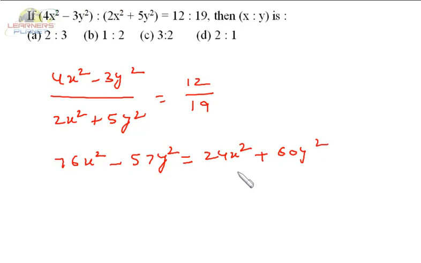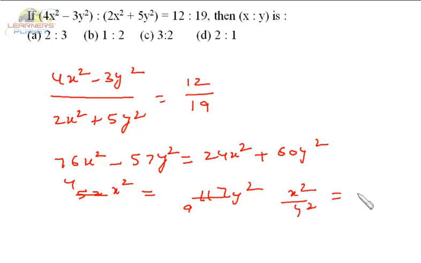Now 76x square minus 24x square will be 52x square. And it is equal to 60 plus 57 y square, that is 117y square. It is 13 fours are 52 and it is 13 nines are 117. That means x square by y square is equal to 9 by 4. That means x by y is equal to 3 by 2. Okay friends, it's a very simple application of ratio.